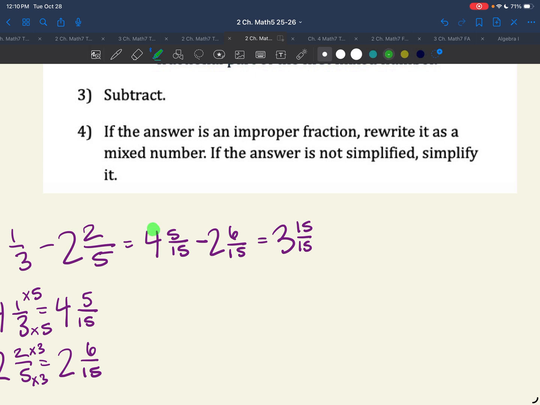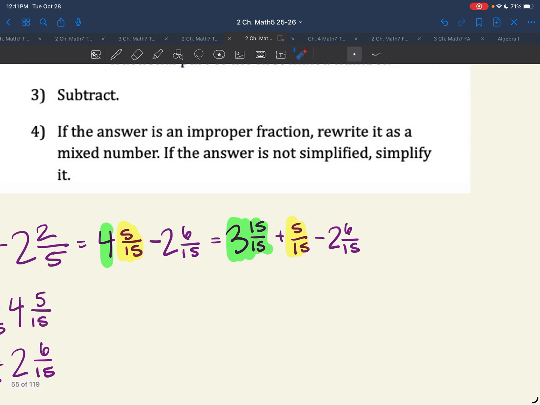So 4 is equivalent to 3 15/15. Then I'm going to add 5/15 to that because we still have this part right here, 5/15. And then I'm going to write minus 2 6/15. I'm not going to worry about that quite yet, though. We're still focusing on this part right here. So I'm going to add these two together, and then I get 3 20/15. So I just added the numerators.